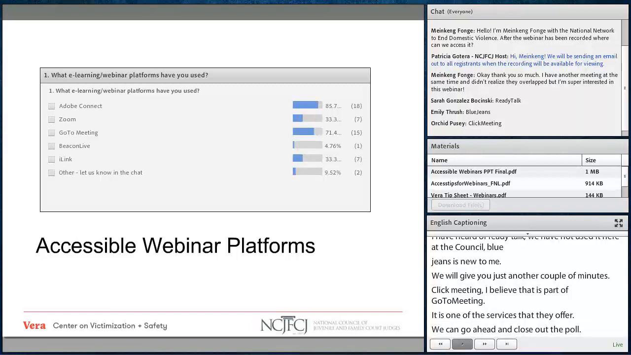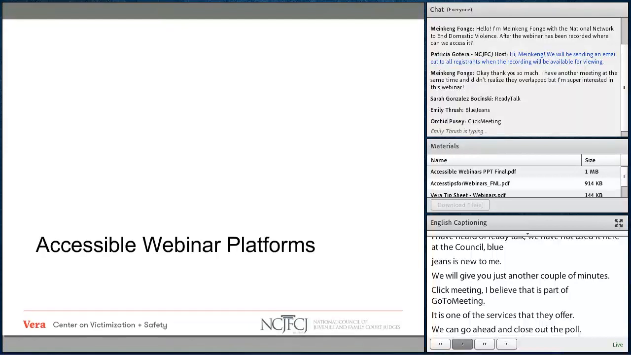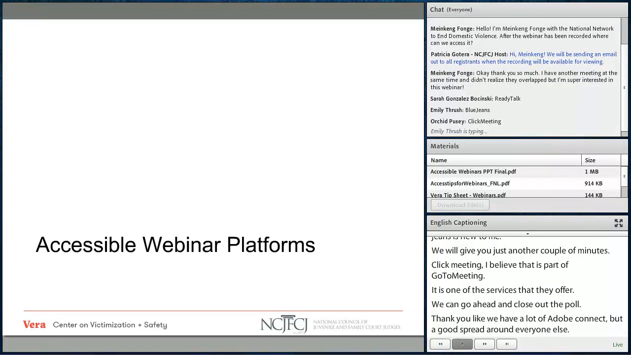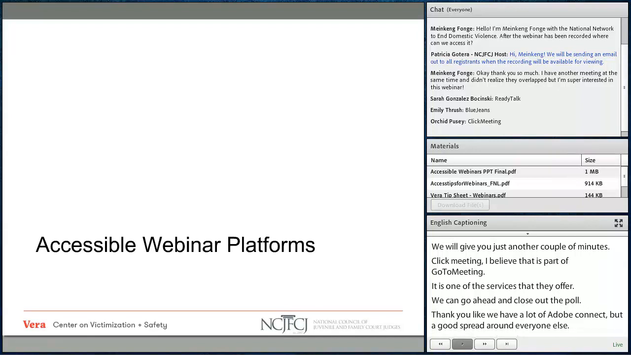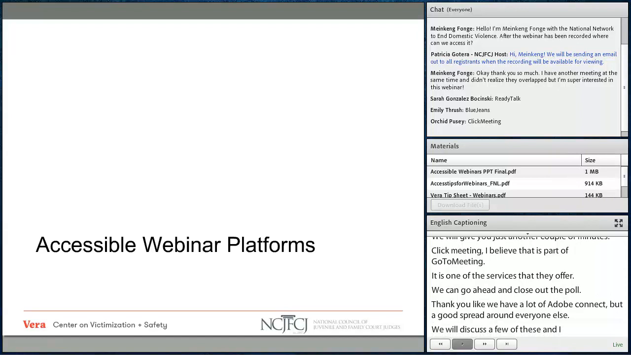We're going to discuss a few of these. I know that cost is a huge factor when it comes to these, obviously, because we are grant funded. So we're going to go through and discuss the pros and cons of some of these. Ashley?